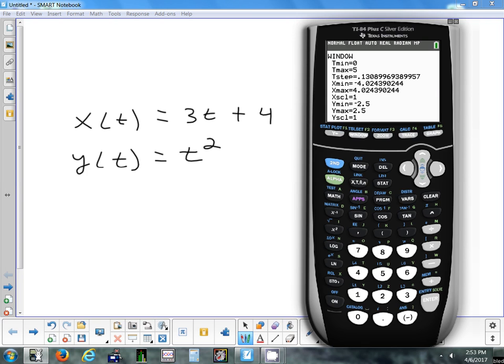Also, what about the t-step? What do you have to be careful of with that, especially when you're graphing something that's curved? Not too small. Yeah, it can't be too big. Like if you go by ones, it's going to look kind of like a hexagon or something here. It's not enough detail. I would say 0.1 is probably good enough that you get enough points and it looks pretty smooth.